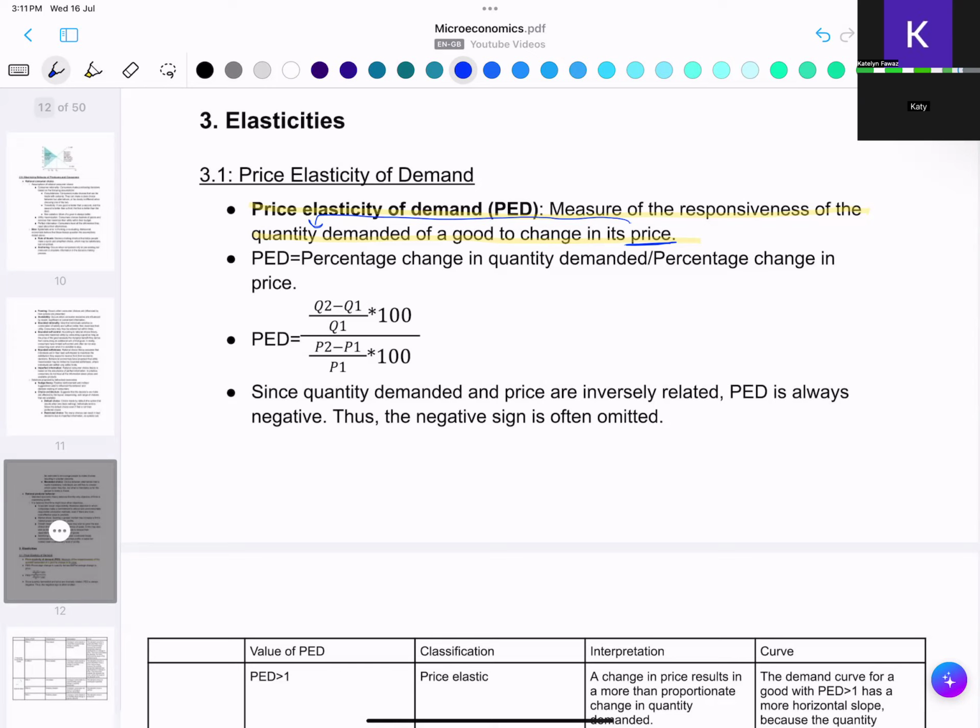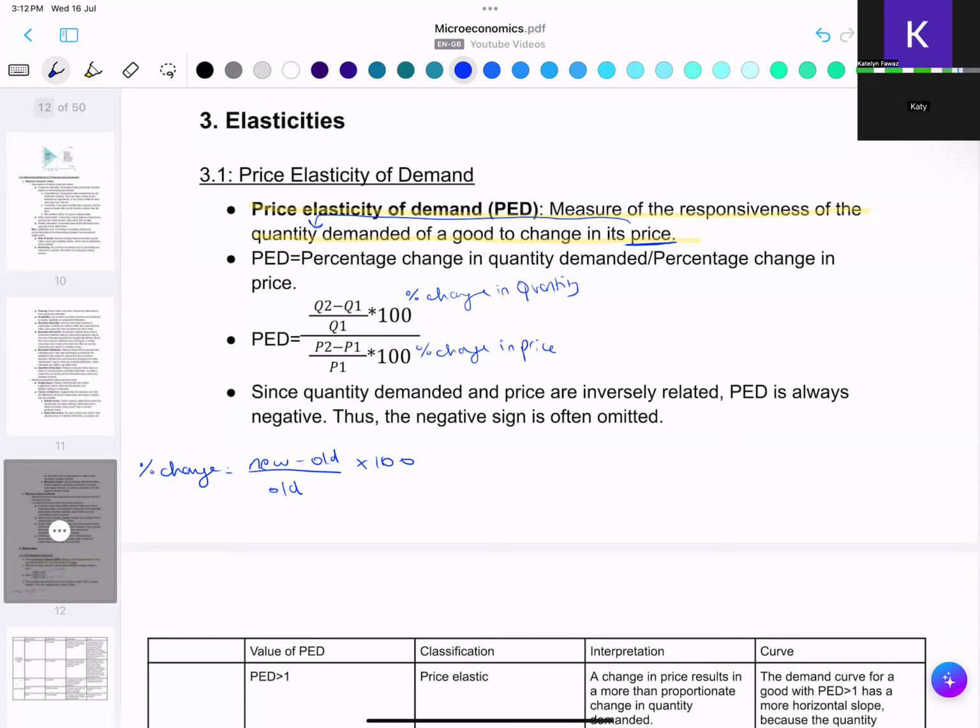So now for the calculation. To calculate PED, you have to divide the percentage change in quantity demanded by the percentage change in price. So it's this divided by this. Now, this is how you do it. To calculate percentage change in anything, the formula for percentage change is new minus old divided by old times 100. This is basically how it works.